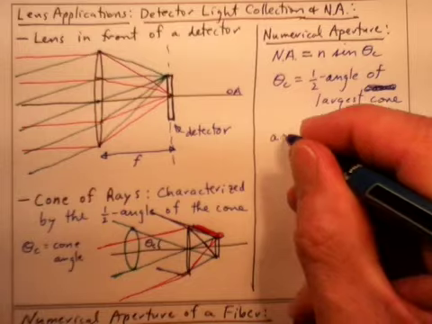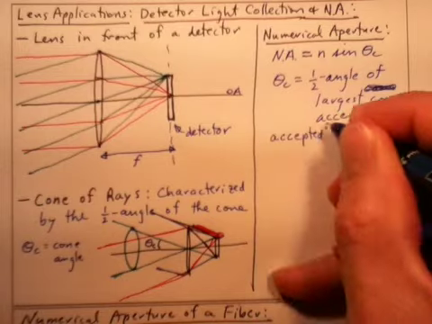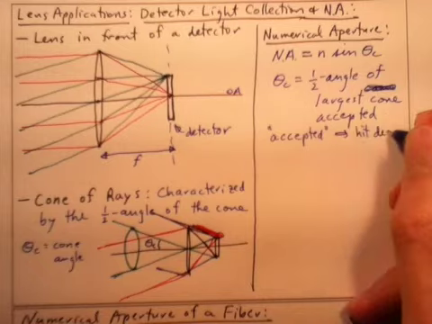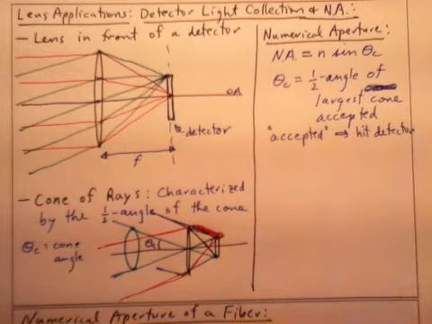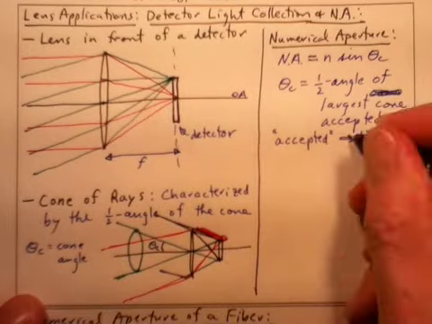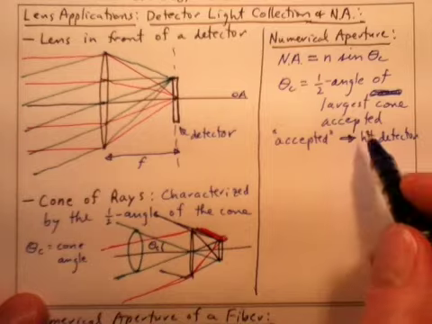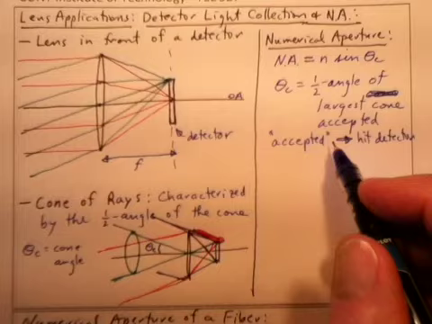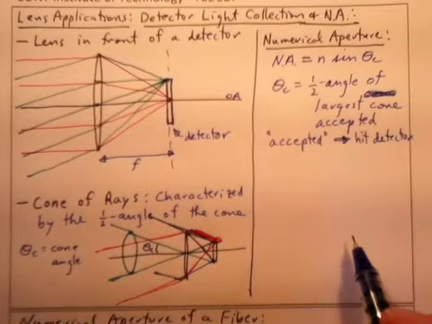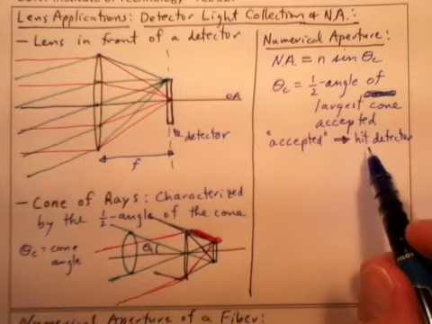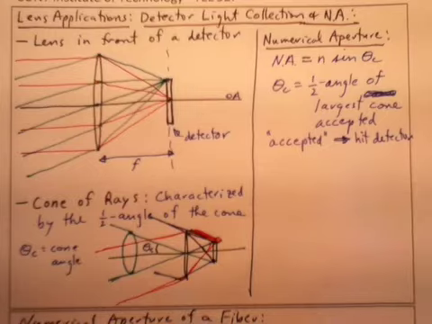So in our case, accepted means they hit the detector. Okay, in the case of an optical fiber, when we say that the ray is accepted, what we'll mean is that it does get brought into the core of the fiber as a ray undergoing total internal reflection. In other words, as a ray that is guided by that fiber.